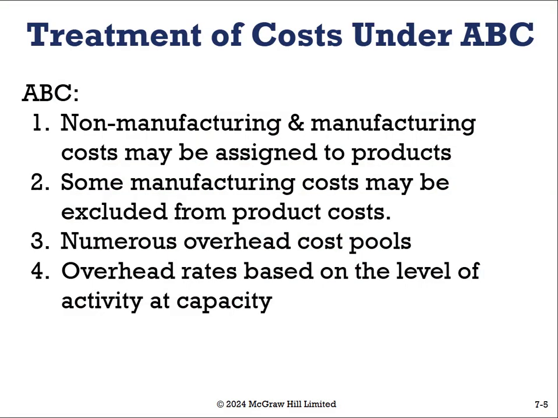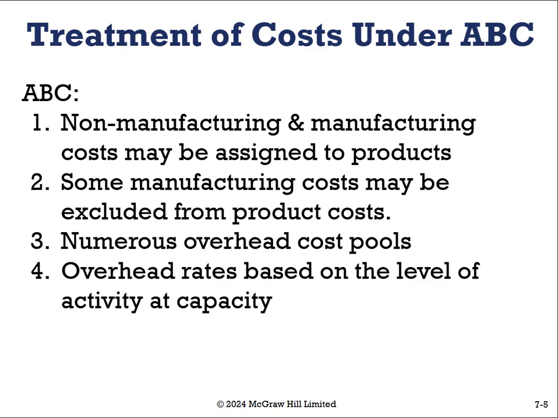All right, so ABC, again, activity-based costing, is designed for use in internal decision-making and differs from traditional cost accounting in several ways. First, non-manufacturing and manufacturing costs may be assigned to products, but only on a cause and effect basis, meaning we only allocate costs to the product in ABC costing if we can see that the more we make of this thing, the more costs we incur.